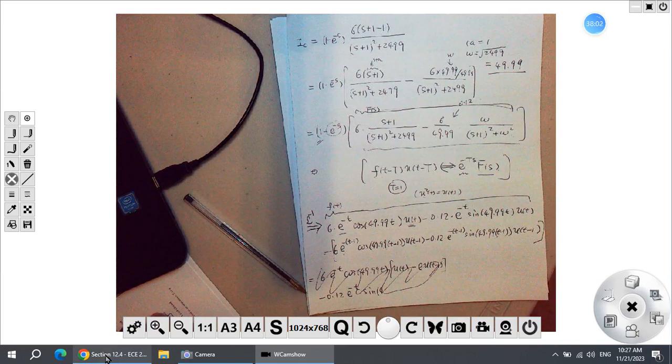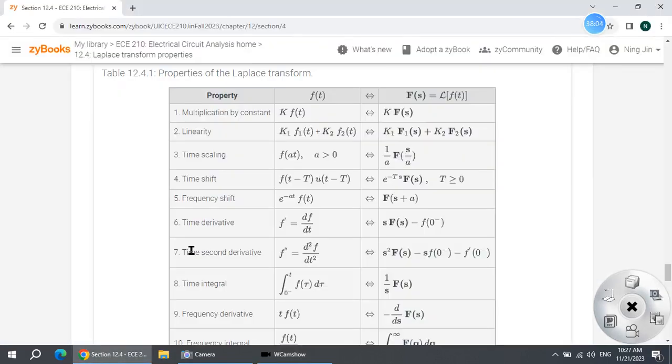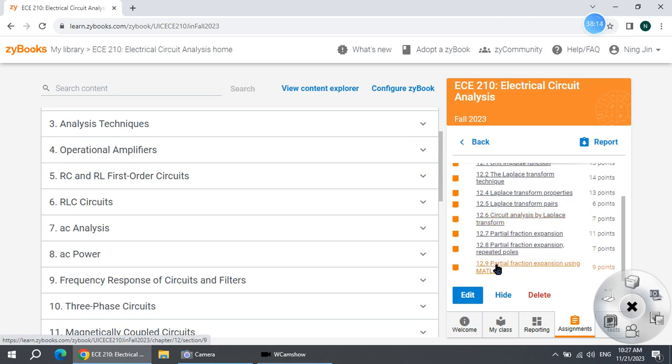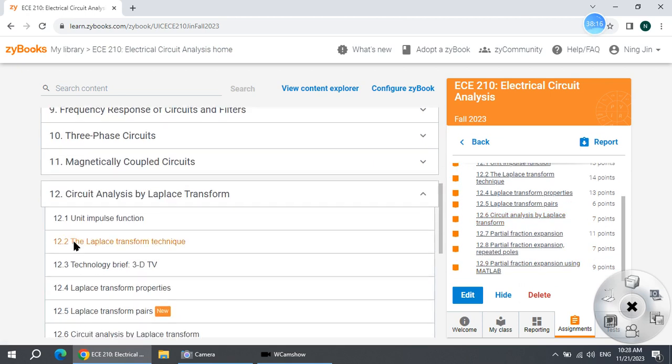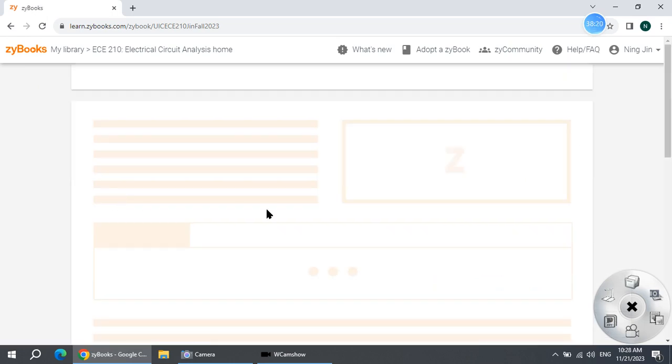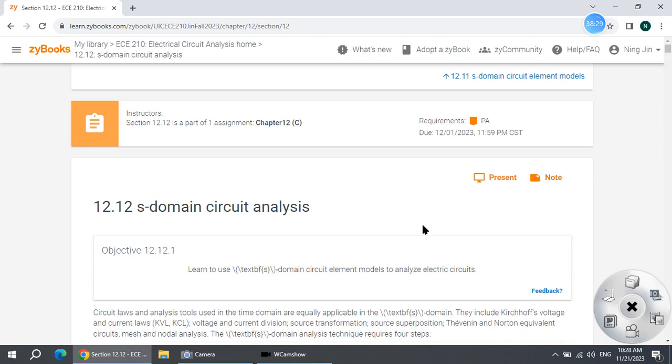Alright, let me see the textbook. We're in a different section. This is chapter 12. We are here, S domain analysis. I'm sorry, something is wrong with my computer. So slow.